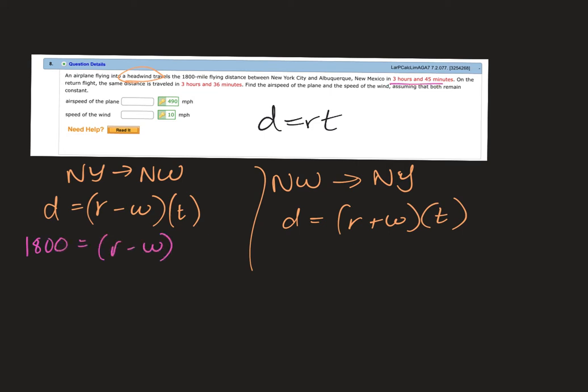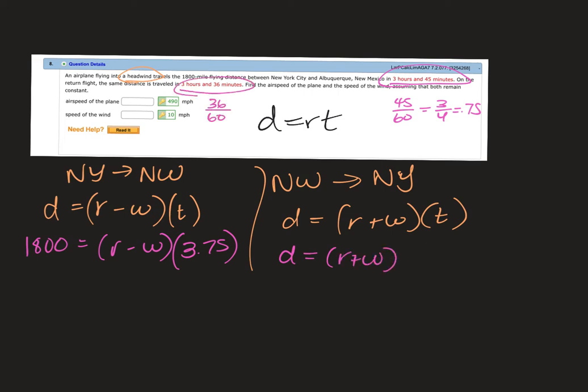On the way there, the time is 3 hours and 45 minutes. So I have to convert this into hours. 45 over 60 is 3/4 or 0.75. So the time here is 3.75. On the way back, the time is 3 hours and 36 minutes. 36 over 60 is 3/5 or 0.6. So this would be 3.6.